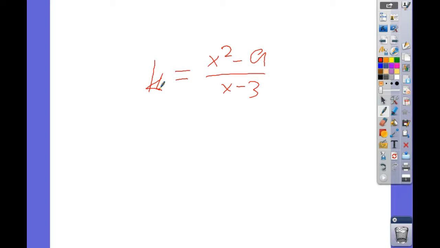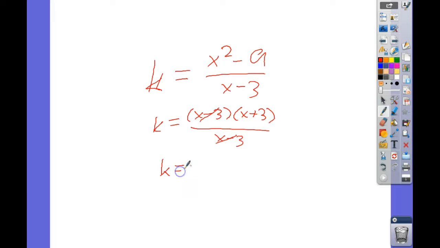All right, so when you plug in 3 on this side, you get 0 over 0. So you've got to do something with it, which is to factor it. So you're going to get K equals x minus 3 times x plus 3 all over x minus 3. The x minus 3 is going to cancel out, so your K is going to equal x plus 3. And then from here, you can plug in the 3.